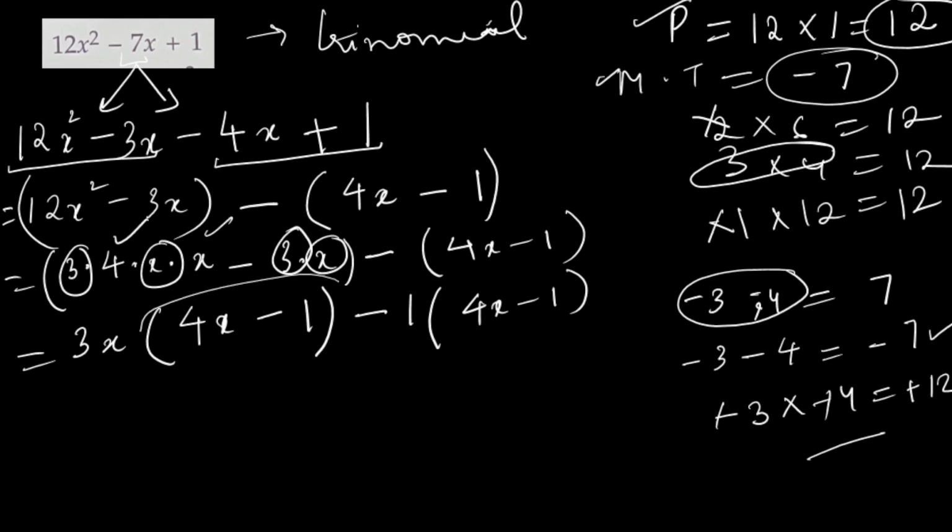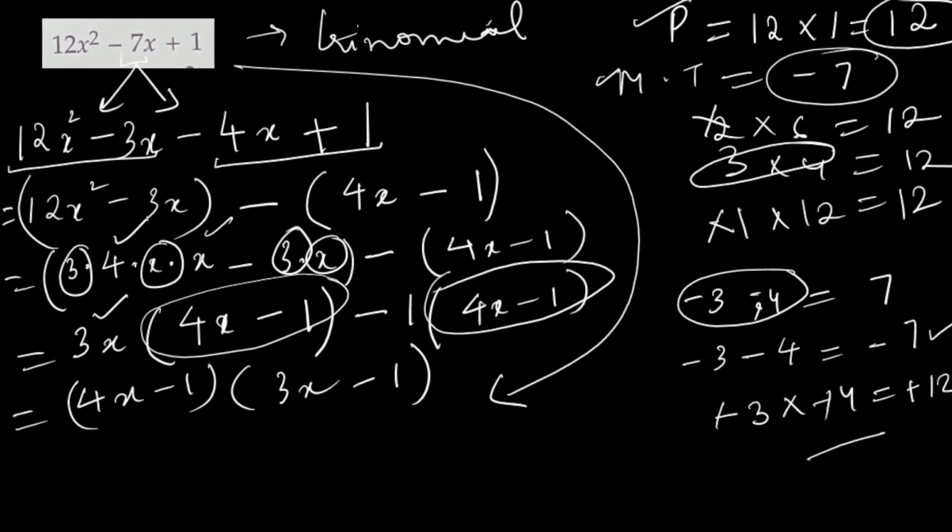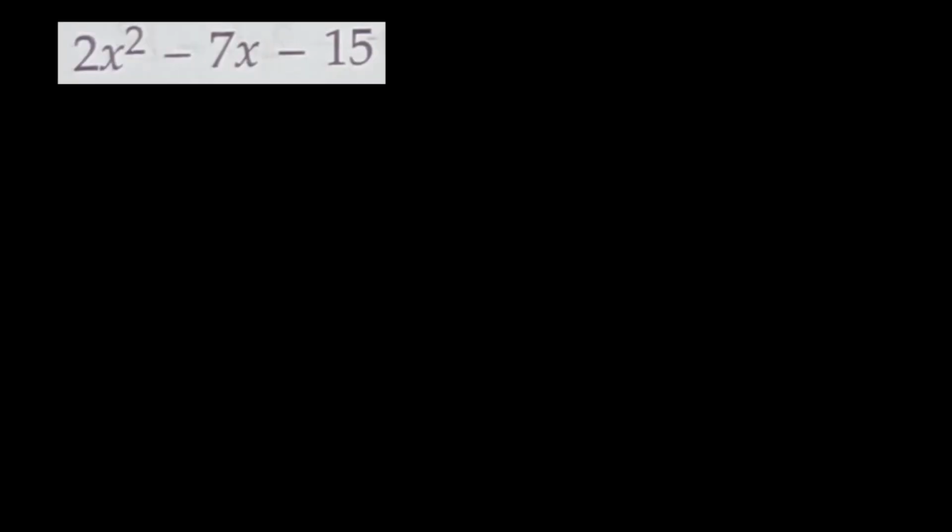Now I have told you, if these two brackets are the same, then only our question is correct. Whatever we have done till here is correct if these two brackets are the same. If you're not getting these two the same, that means you have made some mistakes and you have to recheck it. So I'm writing the common factor out, which is 4x minus 1, and the remaining things, which is 3x minus 1. So we have factorized the given expression. The factors are 4x minus 1 into 3x minus 1. So we have completed this question. Let's do the next question now.